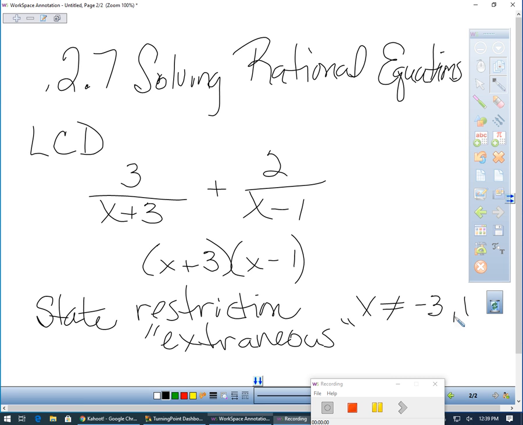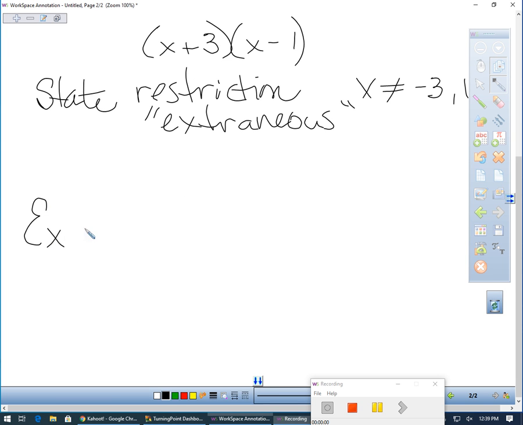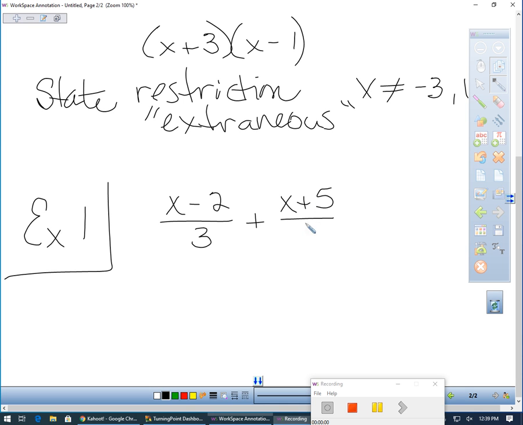Any questions so far? Okay, so the easiest thing to do is start off with an example, and you guys talk me through this. We're going to start off really easy. So example number 1, I want you to solve: x minus 2 over 3 plus x plus 5 over 3 equals 1 over 3.